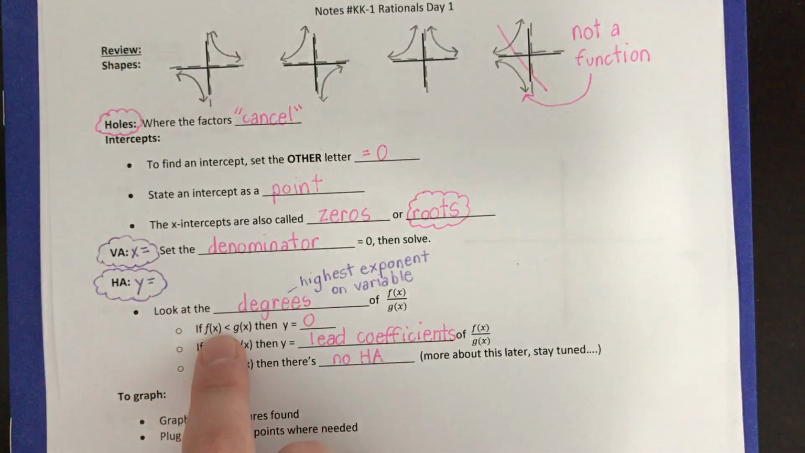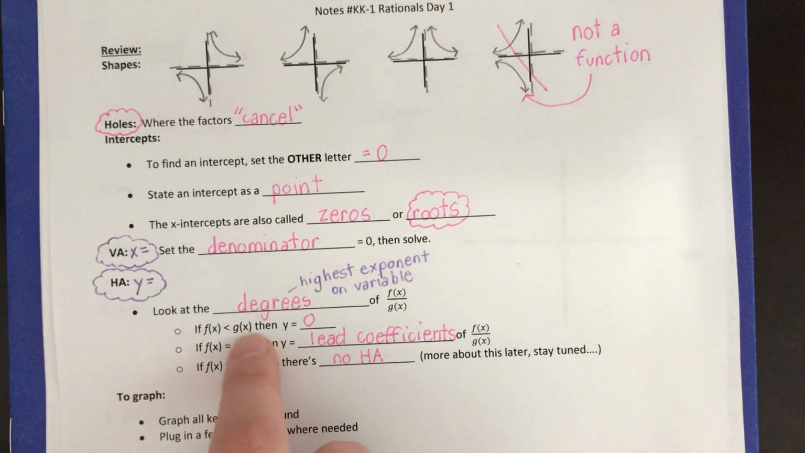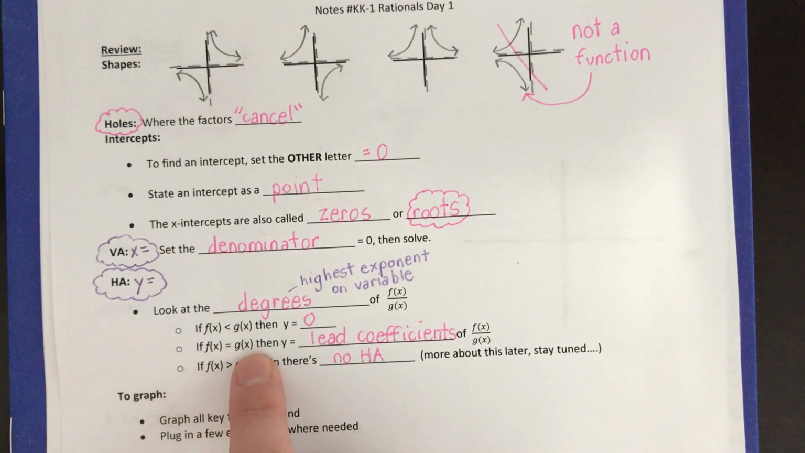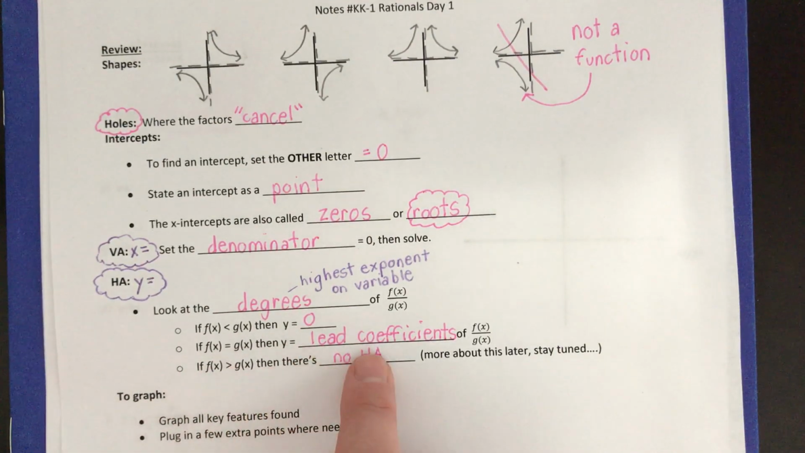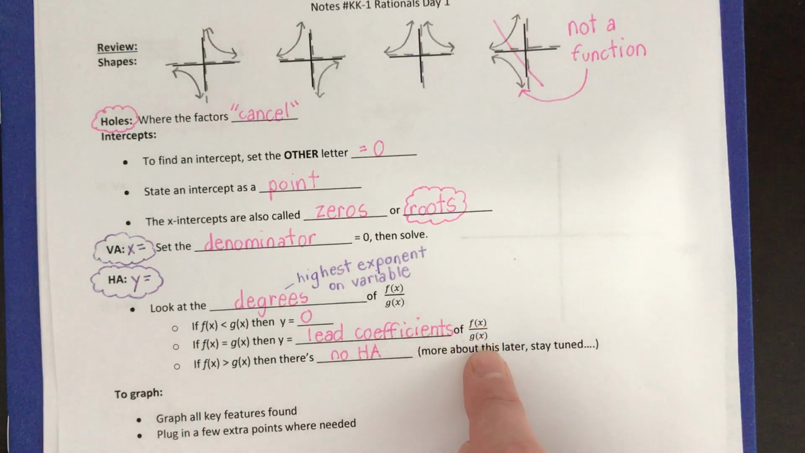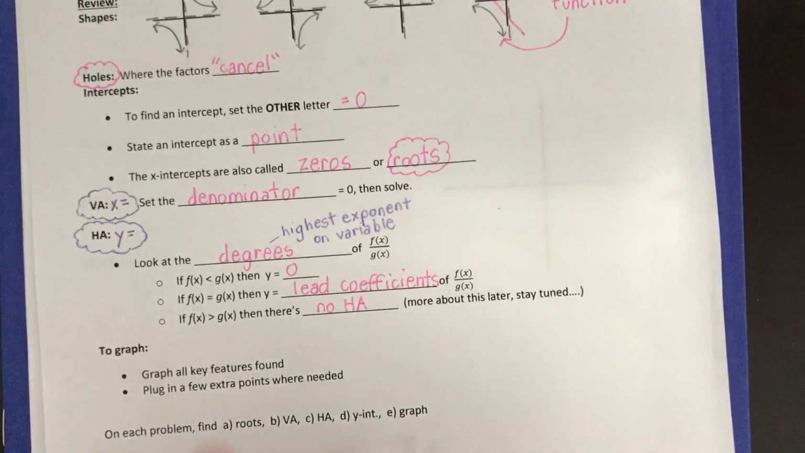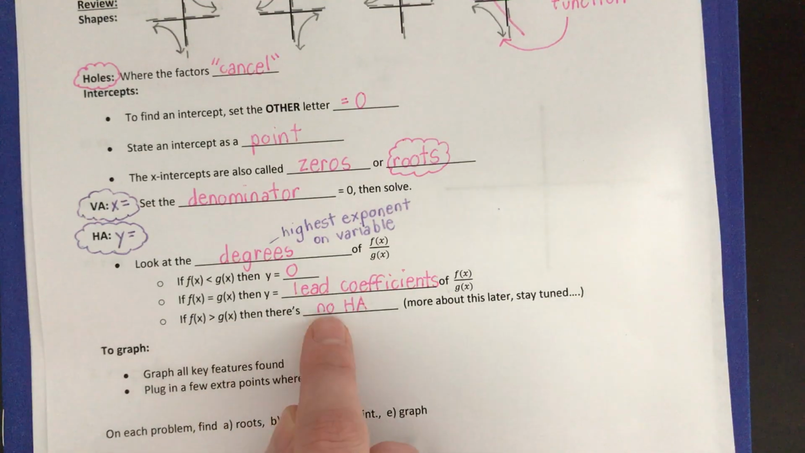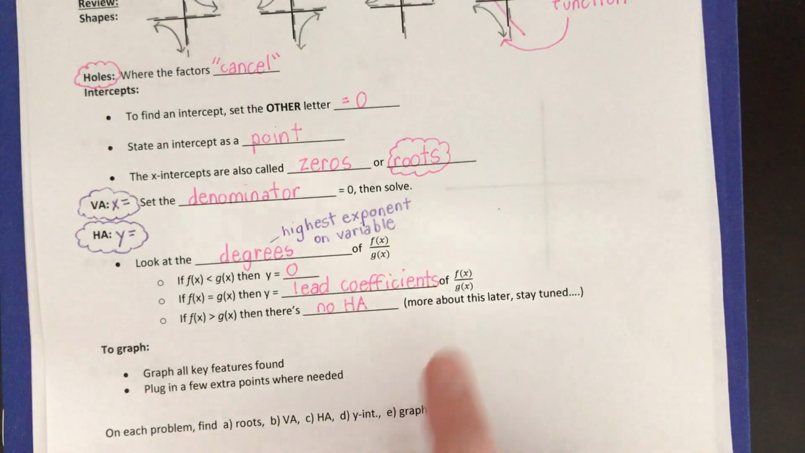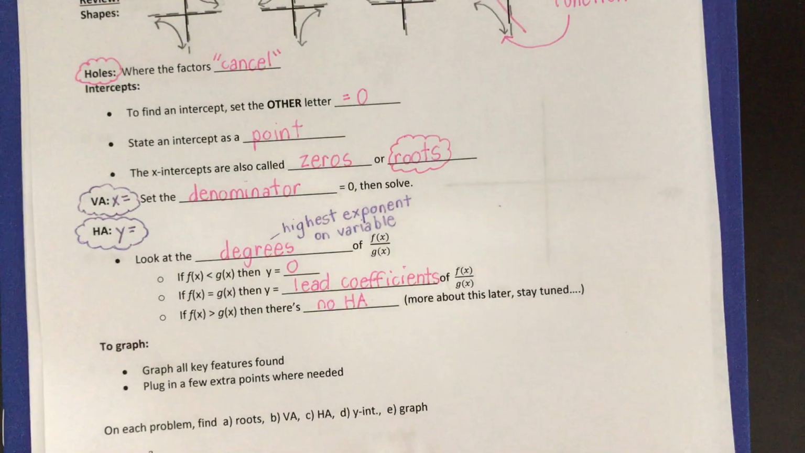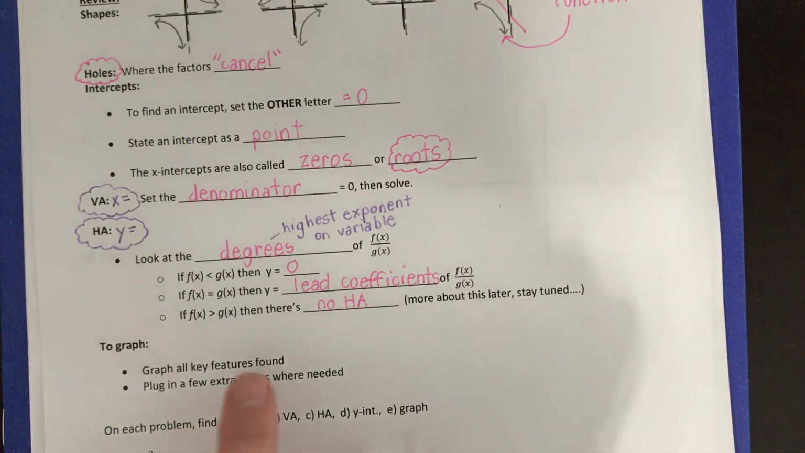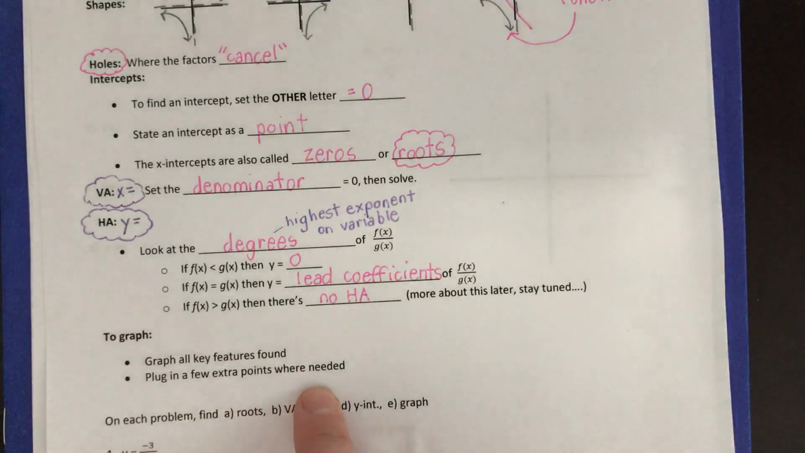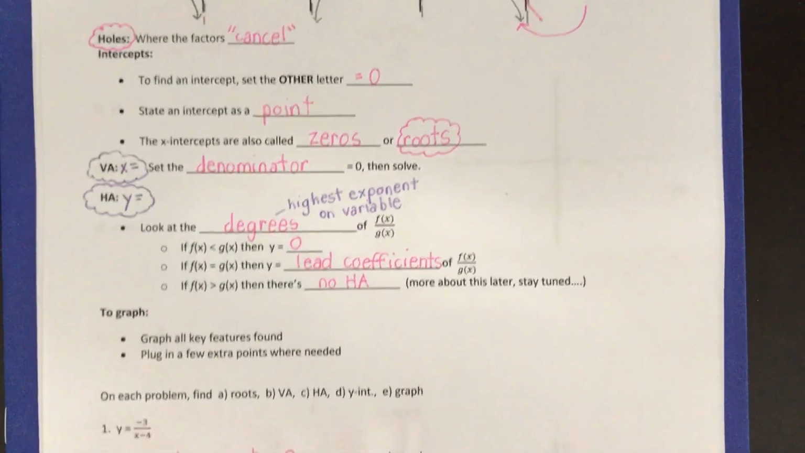If the degree of the numerator is less than the degree of the denominator, then y equals 0 is your HA. If the degree of the numerator equals the degree of the denominator, then y equals the lead coefficients of f of x over g of x. And if the degree of the numerator is greater than the degree of the denominator, then there's no HA. More on this later. Stay tuned. To graph, graph all the key features found, and plug in a few extra points where needed. So that's what we're going to be doing now.